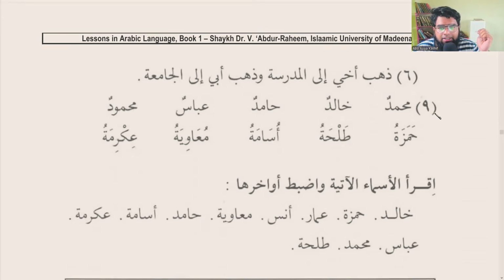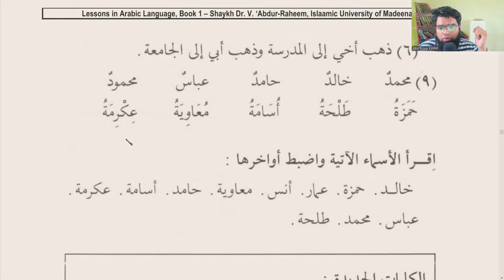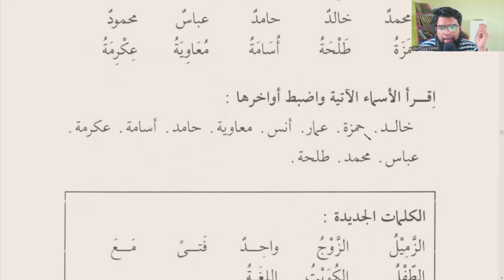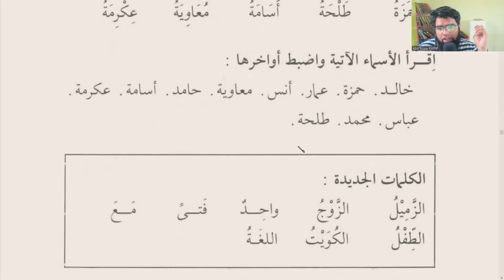In the ninth bit exercise, he wants us to learn masculine names which don't take tanween. That is ending with a ta. Muhammadun, Khalidun, Hamidun, Abbasun, Mahmudun. These are normal. It takes tanween. But some names, very few. Hamzatu, it doesn't take tanween. Talhatu, Talha. Usamatu, Muawiyatu, Ikrimatu. And we want to practice here. Khalidun, Hamzatu, Ammarun, Anasun, Muawiyatu, Hamidun, Usamatu, Ikrimatu, Abbasun, Muhammadun, Talhatu.